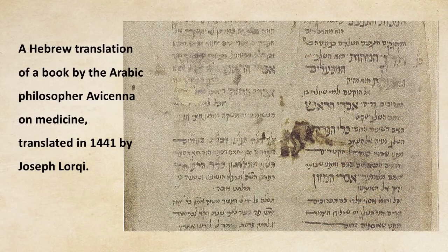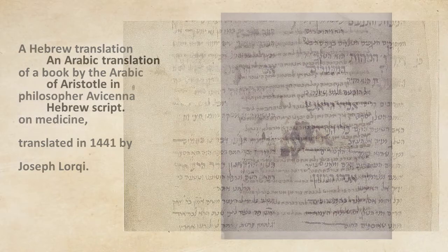And we want to know what this is. A Hebrew translation of a book by the Arabic philosopher Avicenna on medicine, translated in 1441 by Joseph Lorki. Yeah, Lorki, very good. So also interesting, right? It's basically Arabic philosophy in Hebrew translation.